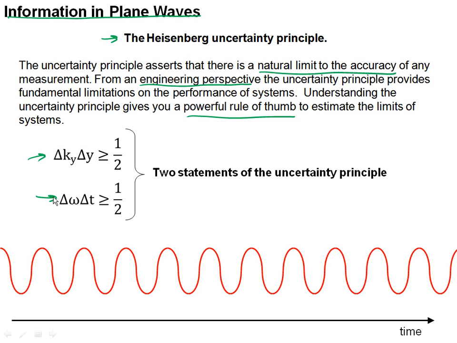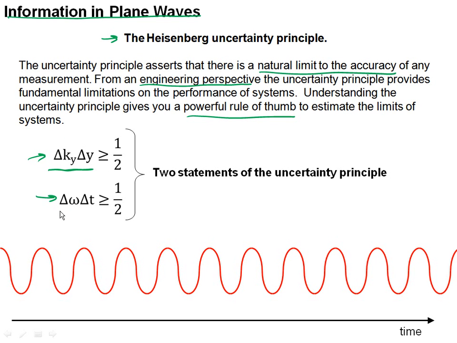What I've got here are two of the many statements of the Heisenberg uncertainty principle. There are other ones, but these are the two we're going to be dealing with. Essentially what the first one says is that if you multiply how accurately you know your wave vector k and your position, the product of the uncertainties is going to be greater than or equal to 1/2. I know that doesn't say very much, it's confusing, but stick with me.